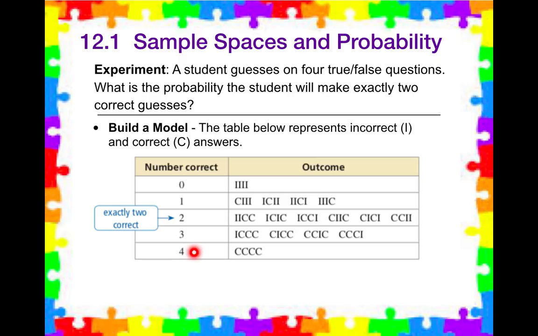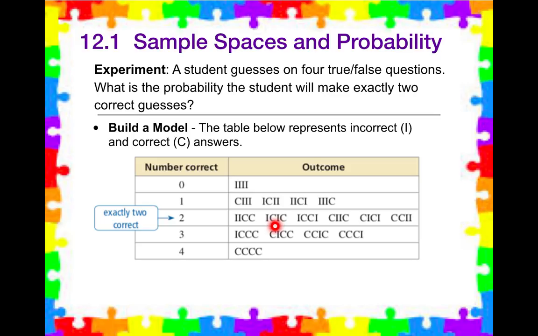And the same thing with the number of correct being 4. There's only one way to get that. All 4 have to be answered correctly. But if we want to get exactly 2, then we could say the first 2 are incorrect, whereas the third and the fourth are correct.